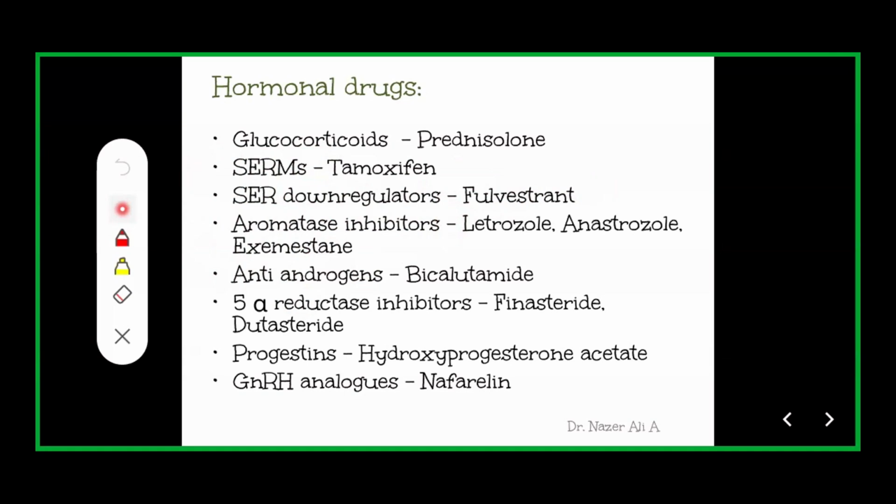Usually, the ovary secretes estrogen in response to follicle stimulating hormone and luteinizing hormone, which are secreted by the pituitary gland in response to the signal from the hypothalamus. So this FSH and LH will stimulate the secretion of estrogen. We can make certain changes here, like SERMs, we can reduce the expression of estrogen receptors, and we can reduce the amount of estrogen by inhibiting the enzyme aromatase. Other hormonal drugs include glucocorticoids like prednisolone, 5 alpha reductase inhibitors like finasteride, and gonadotropin analogs like nafarelin, which we will discuss in the upcoming slides.